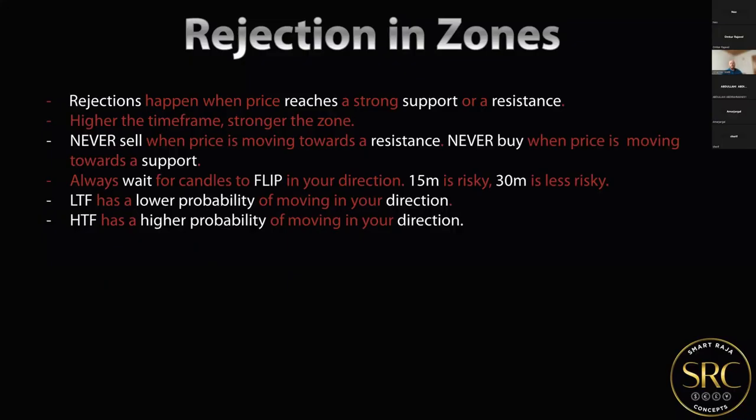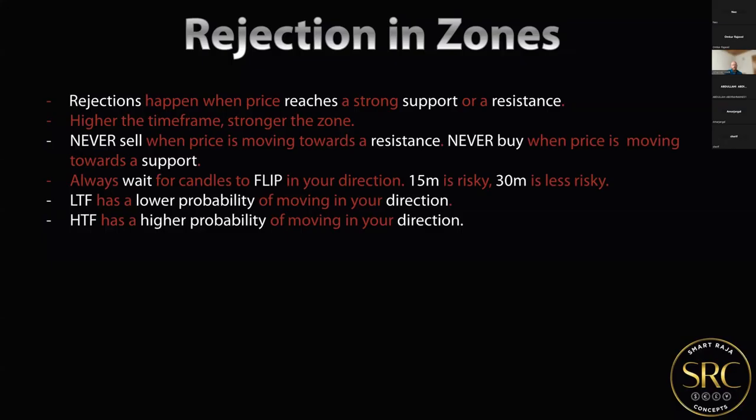Okay. Rejection in zones. Rejections happen when price reaches a strong support or resistance. Obviously, right? We get rejections from there. The higher the time frame, the stronger the zone. Never sell when price is moving towards a resistance area. Never buy when price is moving towards the support. Whenever price is moving towards the resistance, wait for a candle to close bearish. This is very important. And whenever price is moving towards a support, wait for a candle to close bullish.